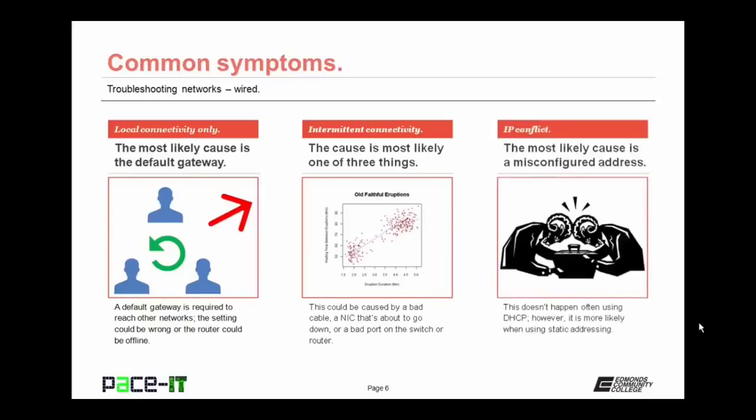If you have an IP conflict, the most probable cause is a misconfigured address. This doesn't happen very often when you're using DHCP, but it's a lot more likely if you're using static IP addressing. In this case, the first PC on is the one that gets to keep the address. The next one on will not be allowed.